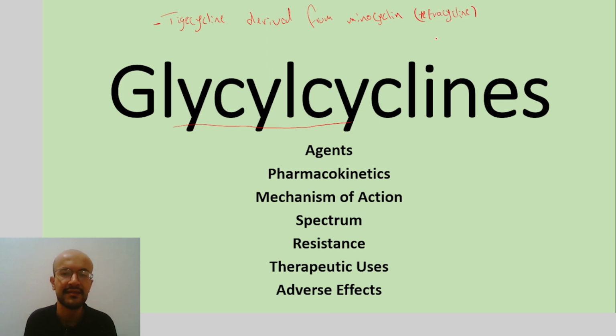And the glycylcyclines are considered a group by themselves, different from the tetracyclines, because they are different in the spectrum, being able to work on more resistant organisms, and they are also different in the adverse effects. In this video, we will talk about the agents of this group, the pharmacokinetics, the mechanism of action, the spectrum, the resistance, the therapeutic uses, and the adverse effects. So let's start. So regarding the agents of the glycylcycline, we have the only available drug, which is the Tigecycline.